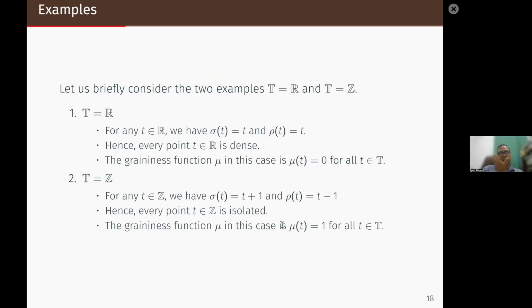And we can just check with T equal to R and Z. For T equal to R, sigma t is t, rho t is t, and mu t is 0. For T equal to Z, we get sigma t is t plus 1 and mu t is 1. So these are just some computations.